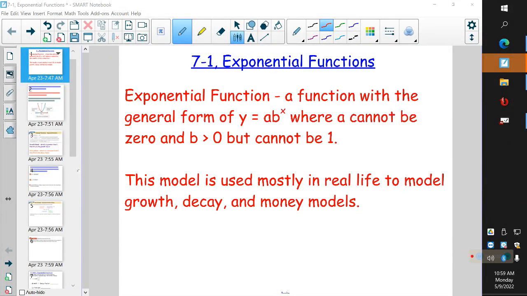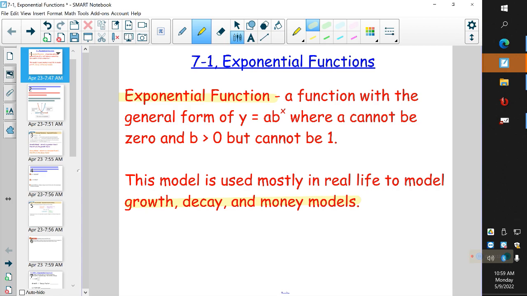Okay, today we're going to be talking about section 7.1, exponential functions. And to be honest, exponential functions are the things that we use the most mathematically in the real world. It's because it's talking about money. We love to see how our money is going to grow.